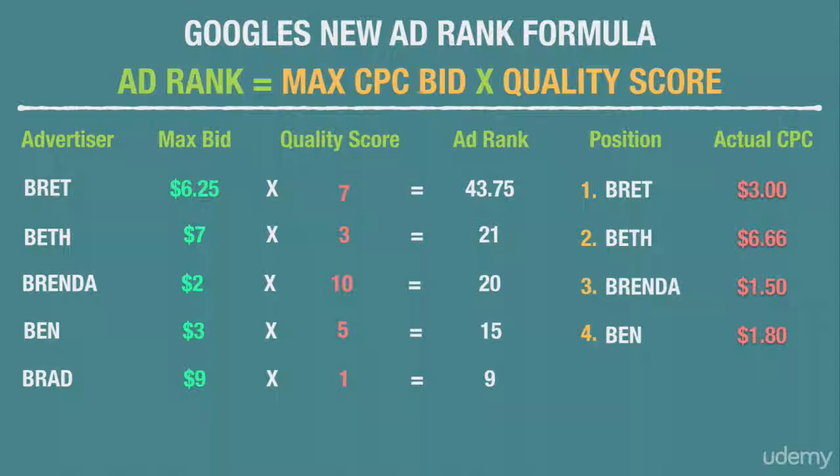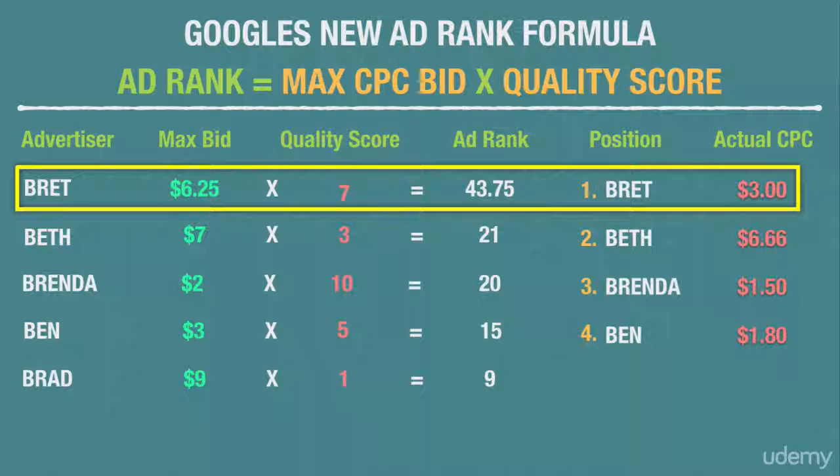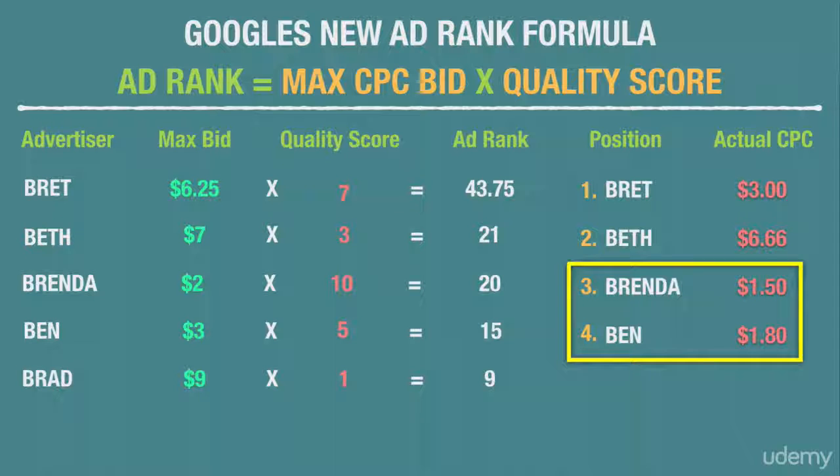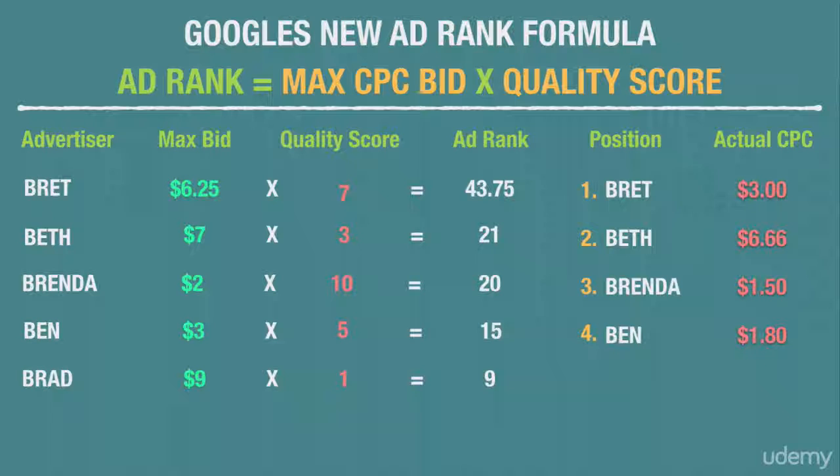But let's take a look here, and we could see some really interesting things. The first thing you probably noticed is that the number 1 spot on the page isn't paying the most for a click. Brett's paying just $3 for a click in position 1, which is less than half the click price Beth has to pay to remain in position 2. And that's purely because of Brett's higher quality score. We see a similar thing down below with Brenda and Ben, but just with less disparity between their actual CPCs. So we see what a huge role your keyword level quality score actually plays in determining how much you end up paying for an ad click.